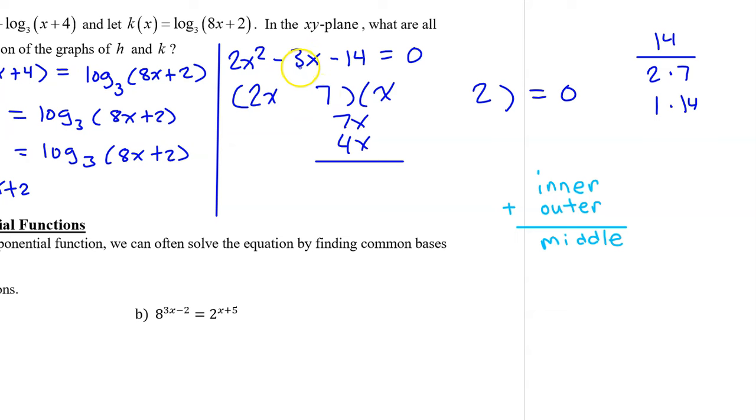To form a negative 3x, we need a negative 7x and a positive 4x. That means the negative goes here for the negative 7, and the positive goes here for the positive 4x. Also, notice that negative 7 times positive 2 does give us negative 14.